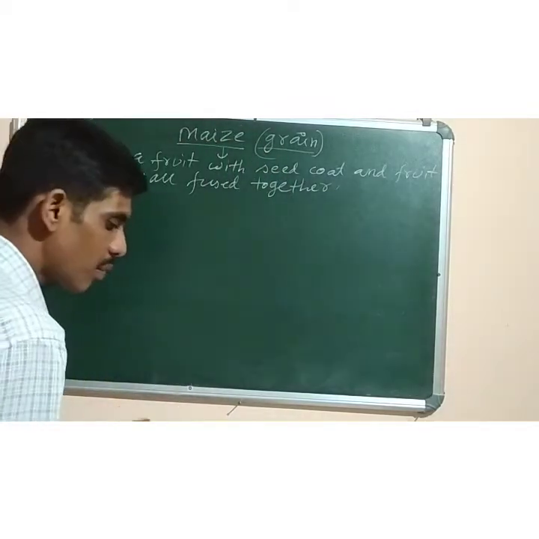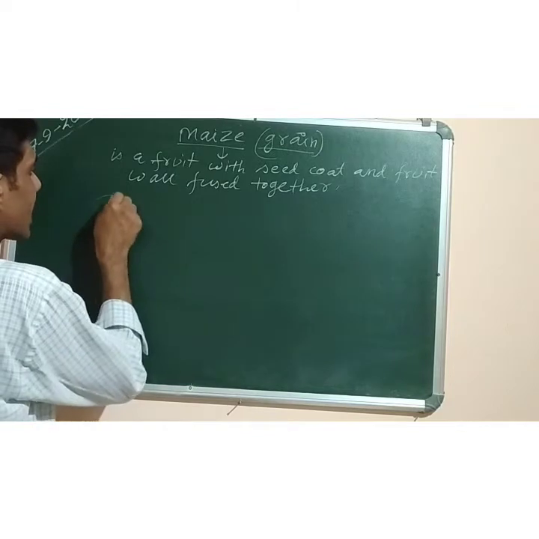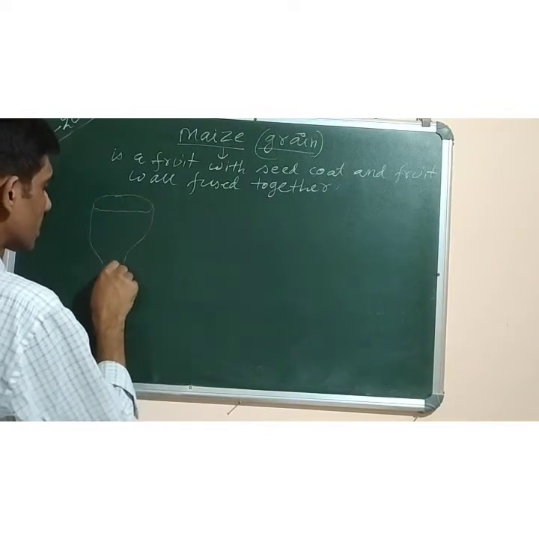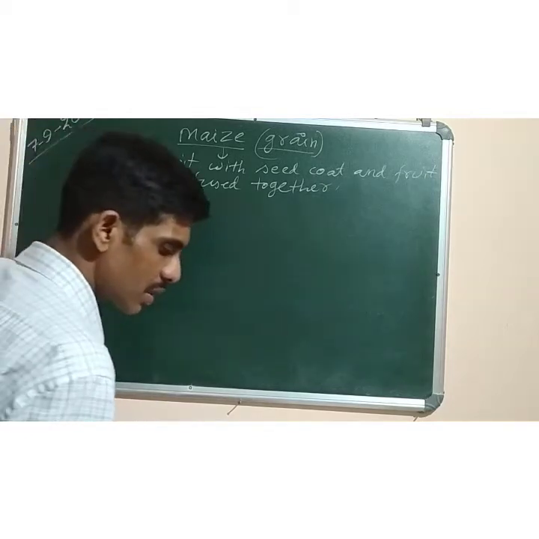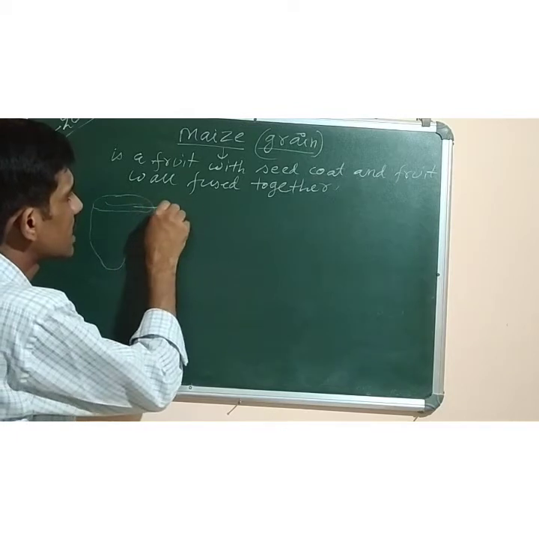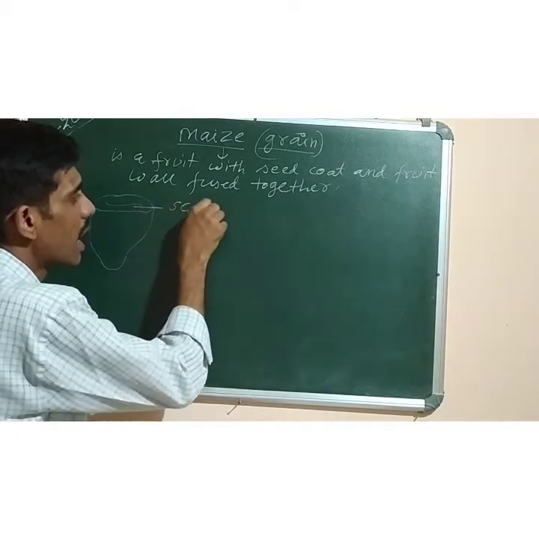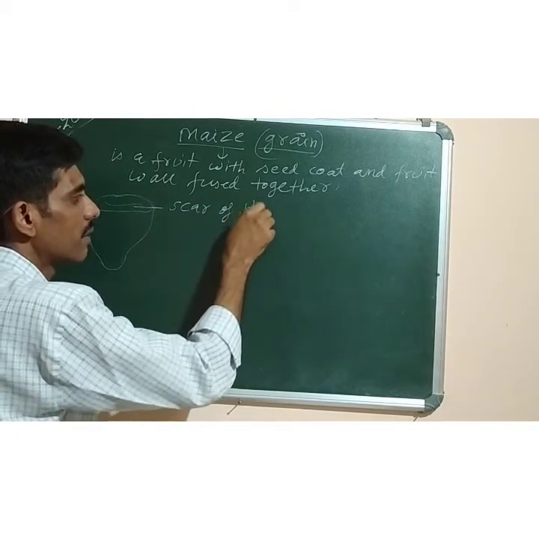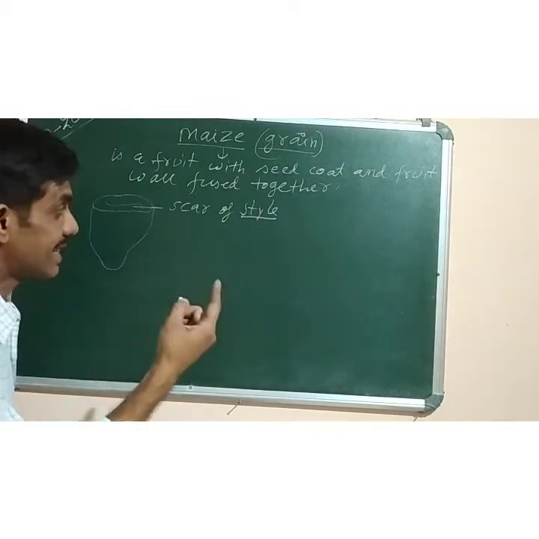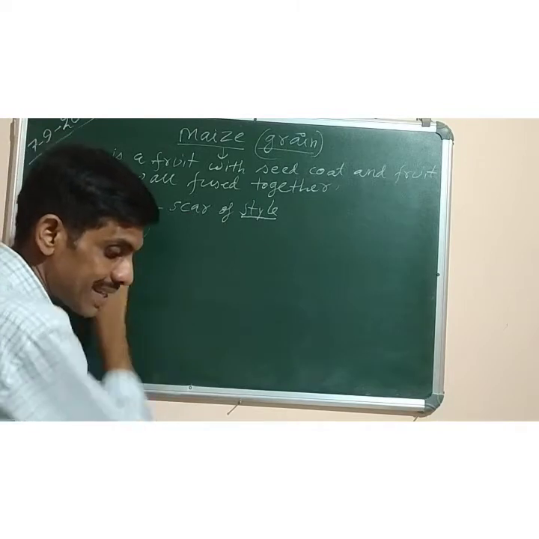If you see the diagram which is there in your book, the diagram of a maize seed has been shown, in which you can see the top scar of style is shown. Scar means mark of style. Style, you know, is the part of the female reproductive part, the pistil, that is stigma, style and ovary. So the scar of style is shown.